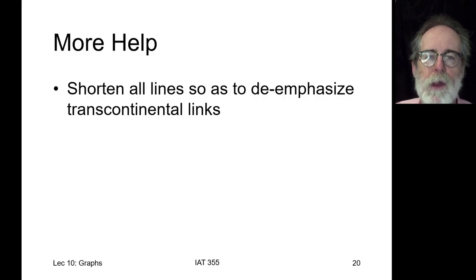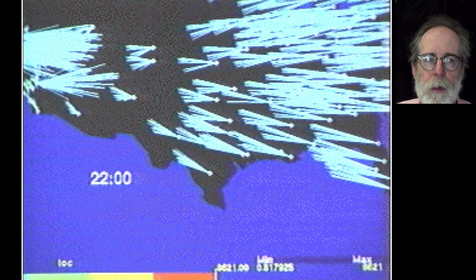So what they decided to do, particularly in order to de-emphasize those long lines from all over the country, is they shortened them all to de-emphasize transcontinental links. And so here's what that looks like. It's a little bit better. You can see that volume seems to be pretty evenly distributed throughout the continental USA, all pointing at the same set of regions in California where the earthquake took place.